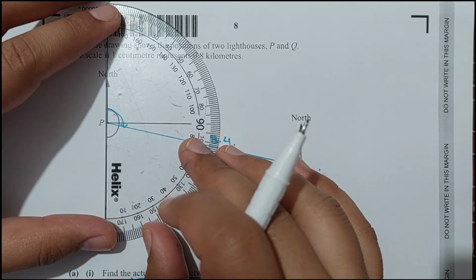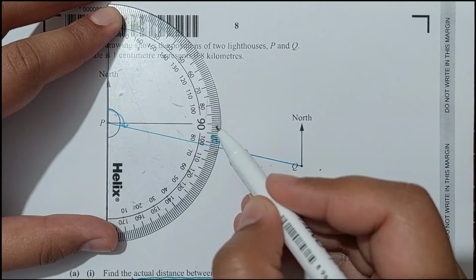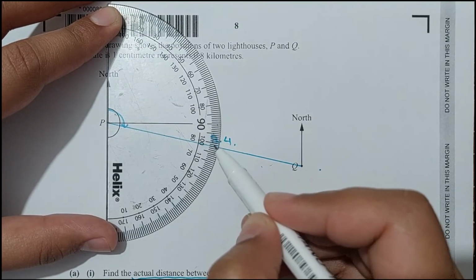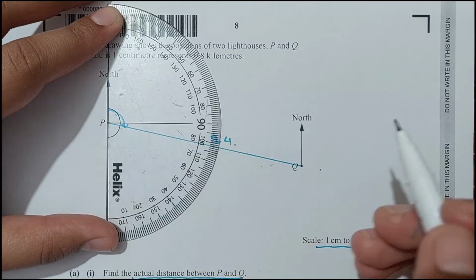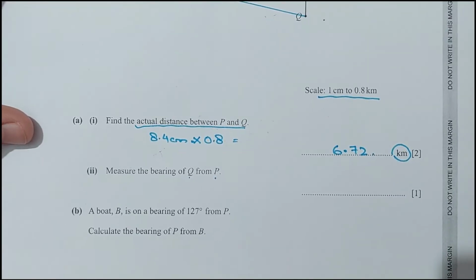So according to that, this is 90, 95, 100, 101, 102 degrees. 102 is the bearing.